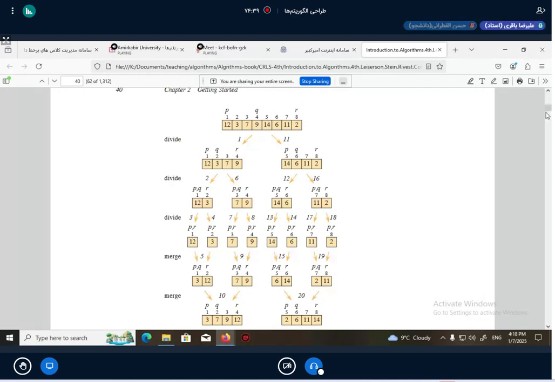Yes, Doctor. Here you see the input array has 8 numbers: 12, 3, 7, 9, 46, 11, and 2. In the first step, we divide the array into two parts. The first part has 4 numbers, and the second part has 4 numbers. In the second step, we call the merge sort algorithm recursively for each part.